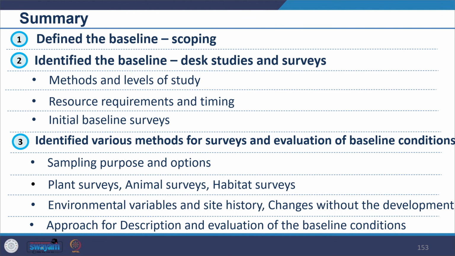So that was for this session. So summarizing what we really looked into, we looked into what kind of methods or what kind of considerations have to be undertaken when you're doing scoping. Then we looked into desktop studies and surveys, different levels, and what kind of tools are available to you. Then we looked into detailed surveys, and then what kind of surveys have to be undertaken, and then how the scenario has to be looked into the historical perspective, as well as with and without the project, as well as how you present this information.